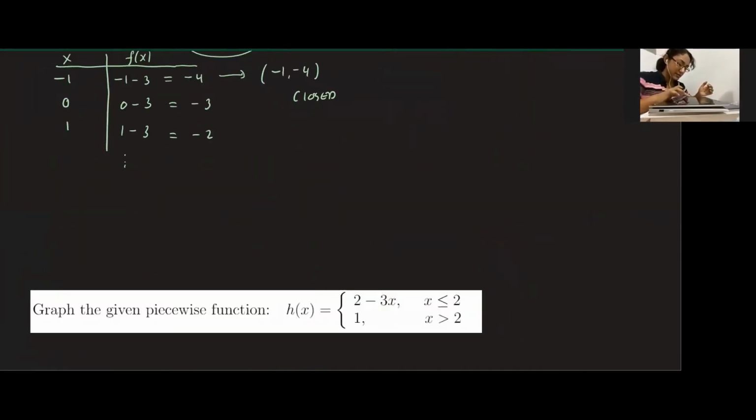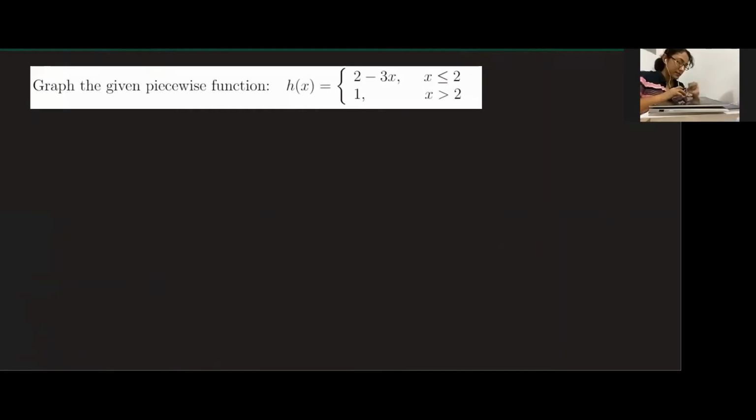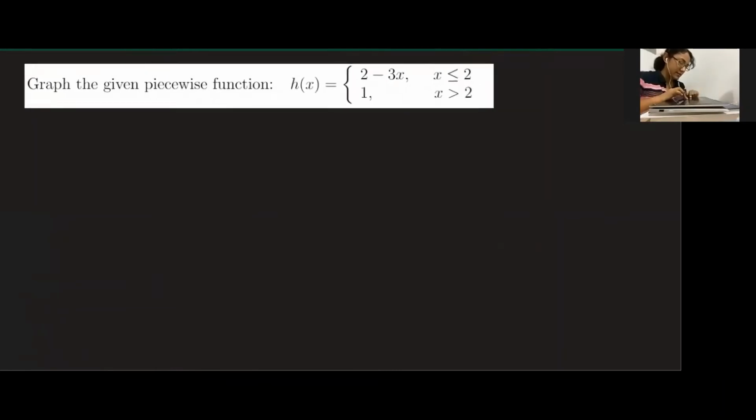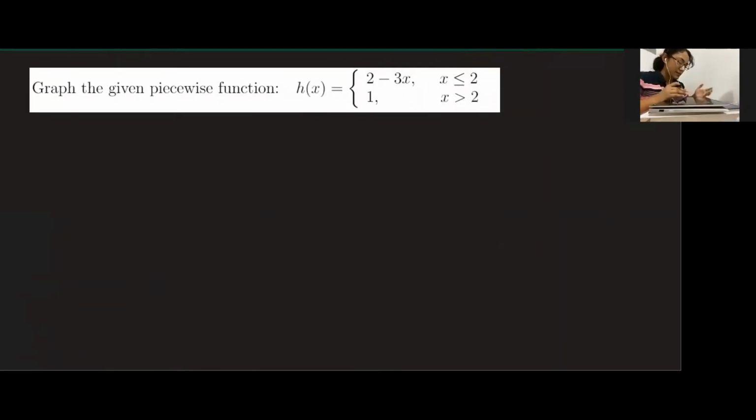So you can do the same thing. You can make a table of values, or you can just use your intuition to come up with the graph. But first you must plug in the endpoint, meaning where the interval is going to split up. We're going to split up at 2 for this function. So let's go ahead and plug in. So we're going to do the top function first.